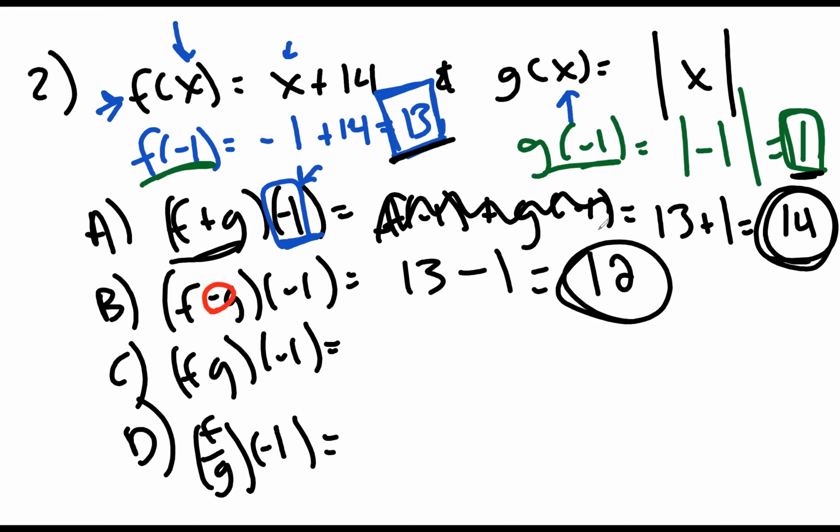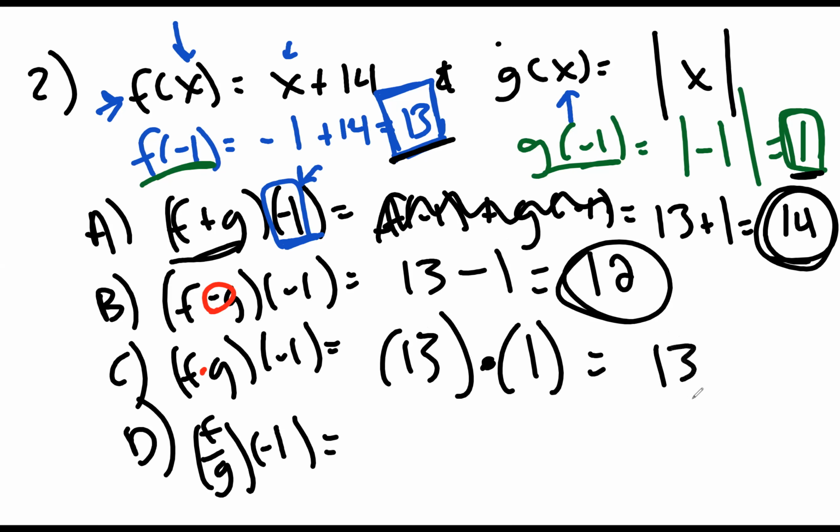12. Done. And so then if I look at the next problem, I'm going to be multiplying. And so I say, okay, well, what is f of -1? Well, it's the number 13. And here's my multiplication dot. And I say, okay, well, what is g of 1? Well, it's the number 1. What is 13 times 1? 13. Done. And then, of course, if I look at letter D, I need to divide.